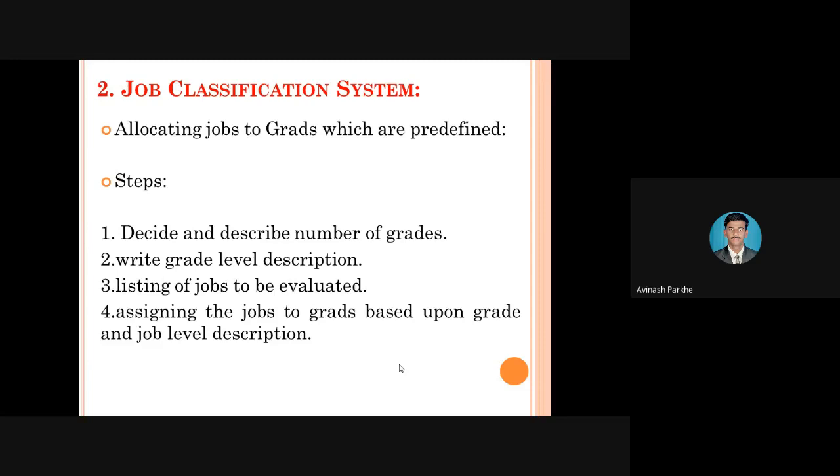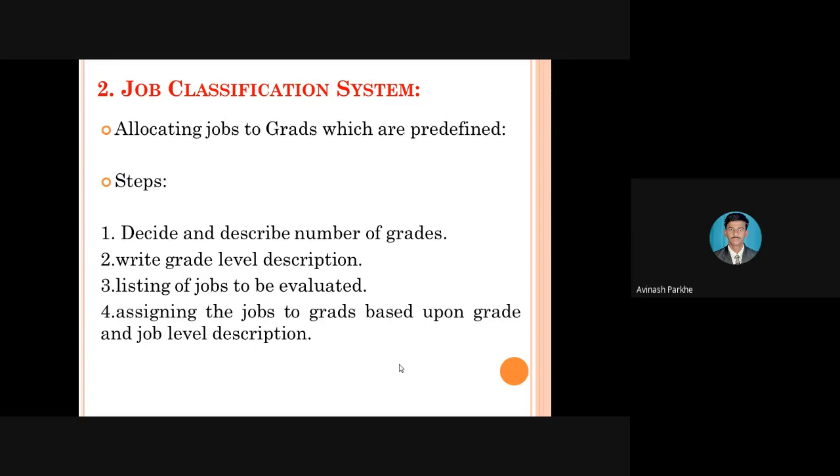Next is called the job classification system, or the job classification method. What does this method indicate? In the job classification method, we are giving grades. You know what is meant by grades. In the previous days, marks were given to you whenever you took your results. Maybe you got 70%, 75%, 80%, 90%. But afterwards, some new technology came. Instead of giving the percentage, the grade system will be given to you. What is a grade? A, A++, B, B++.